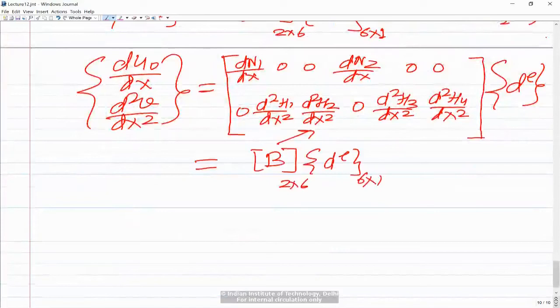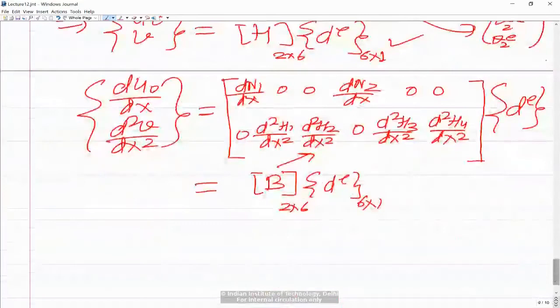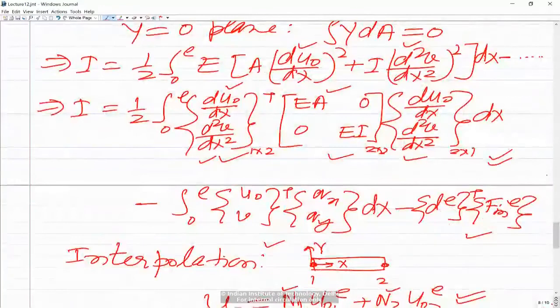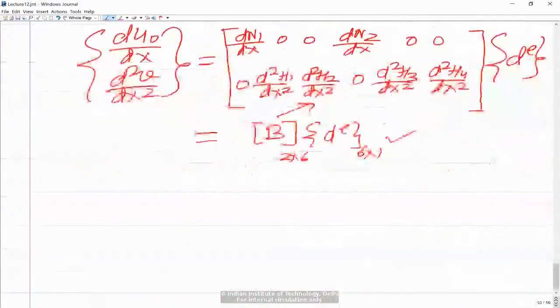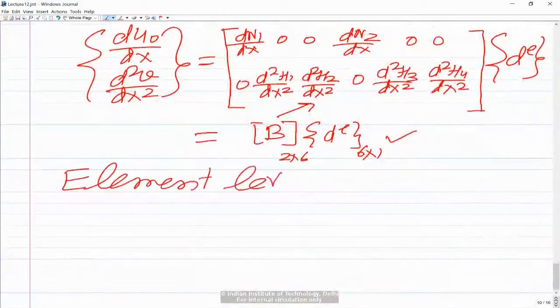So now what you need to do, once you have got u naught and v equal to h into d, and du naught by dx and d2v by dx square equal to this, is substitute this in the integral functional, this functional over here, and then take delta I equal to 0 with delta d as arbitrary. You get the element level governing equations. Those steps are basically the same as we have discussed earlier. So let me write directly the element level governing equation. Now we are talking of a frame element, the frame finite element. So, element level governing equations.